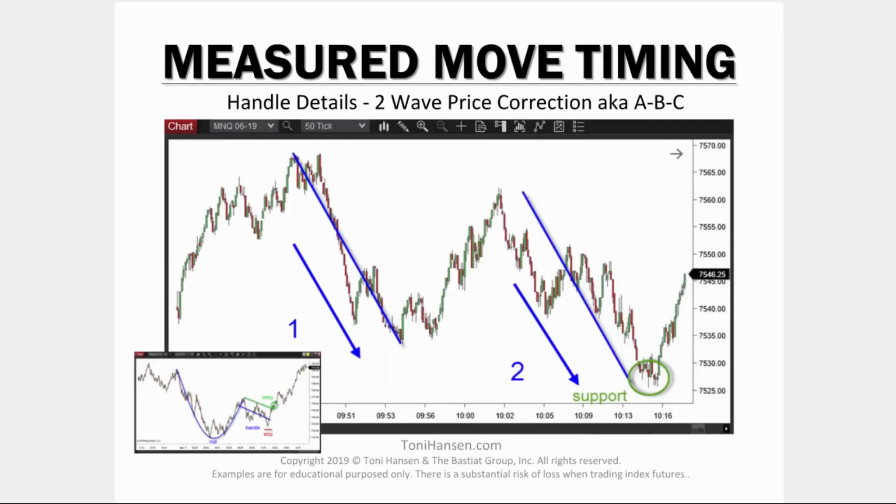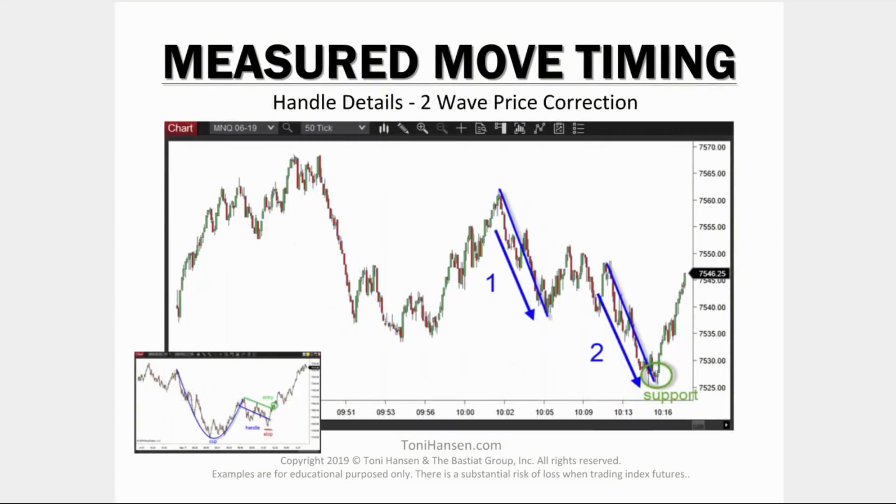So here we go down into even greater detail on the handle. Here's the handle. Here's the second wave.